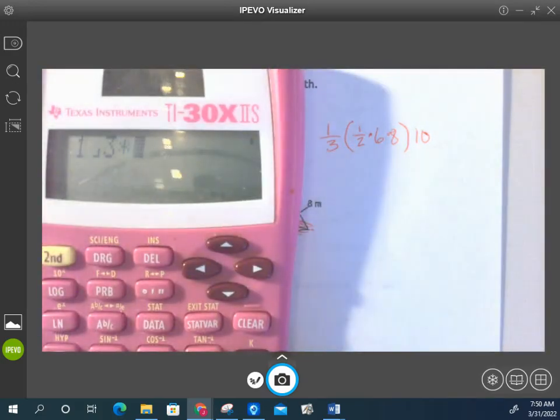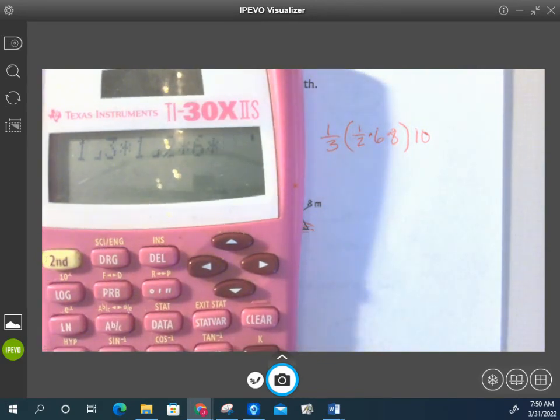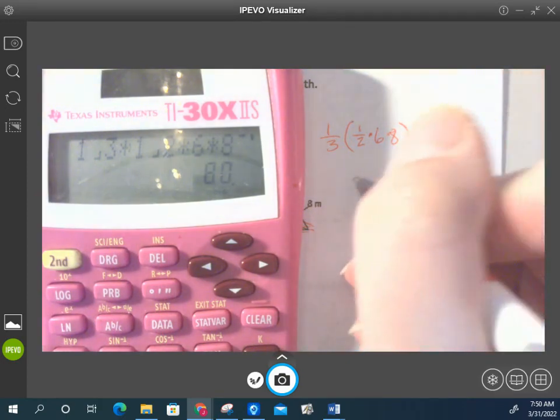1/3 times 1/2 times 6 times 8. Oh, it's sticky. Times 10. Yes, something. Yeah, so is mine. I spilled Pepsi on it. Well, I didn't spill anything on mine.